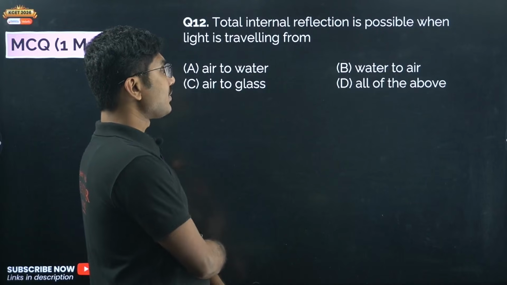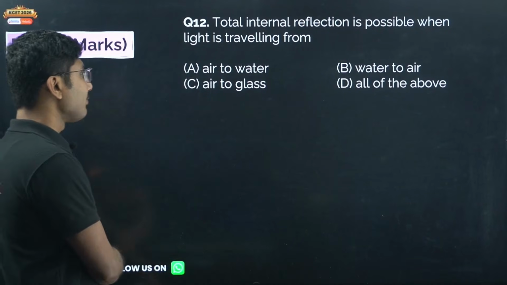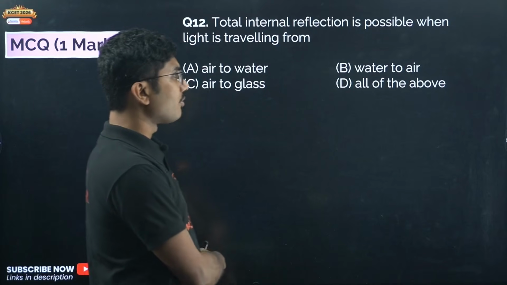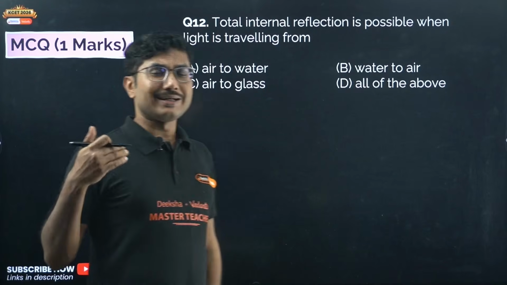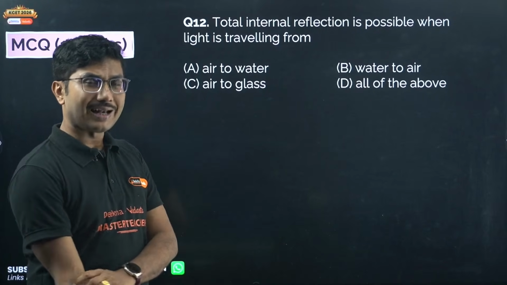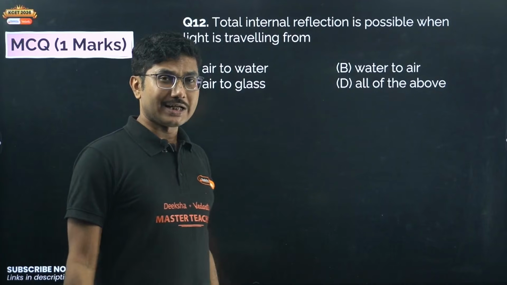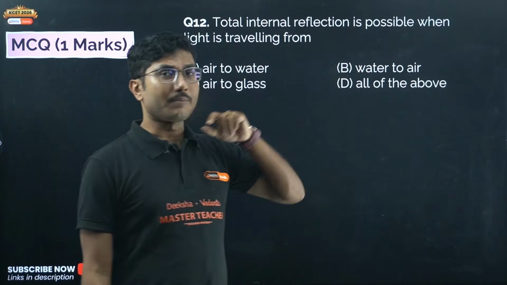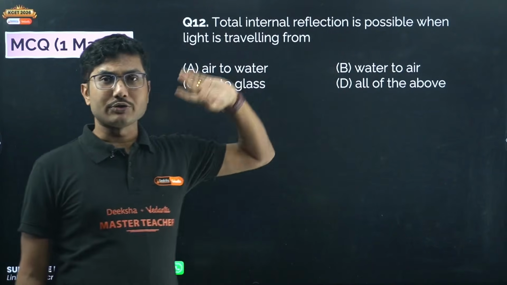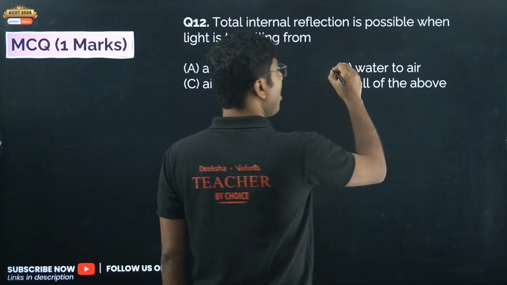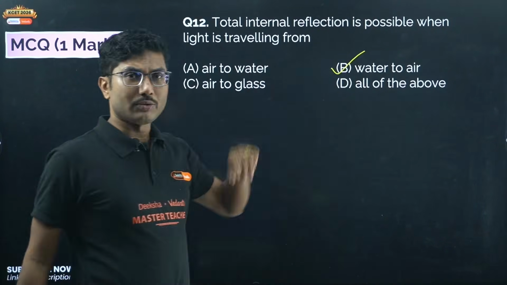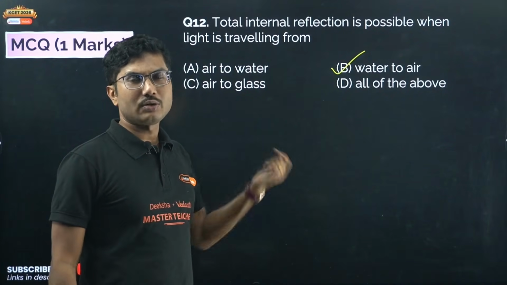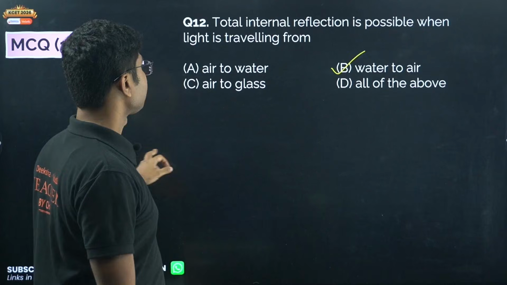Total internal reflection is possible when light is traveling from air to water, water to air, air to glass, or all of the above. Total internal reflection is possible only when light is traveling from an optically denser medium to an optically rarer medium. For example, water is optically denser compared to air, so it is possible when light is traveling from water to air in this particular case. So light has to travel from an optically denser to an optically rarer medium.